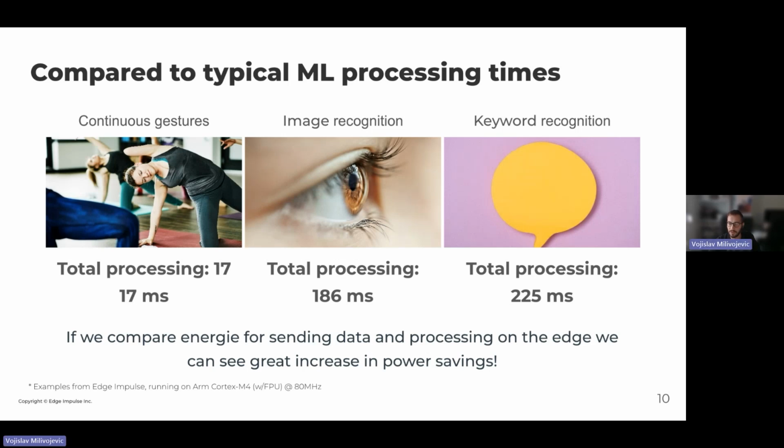in multiple, how to say this, much bigger savings. So essentially for processing some gesture, we need 17 milliseconds, and we can say for sending data, we probably need a few seconds or a few tenths of seconds. So if we compare these, we can see how that correlates with power and how much power we actually save there.